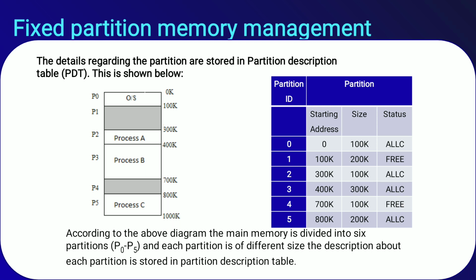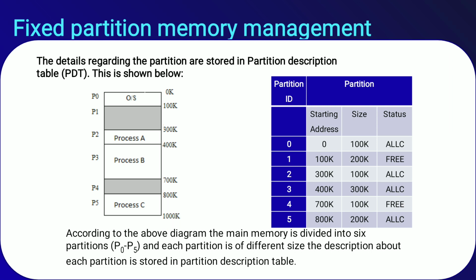Then partition 2: the starting address is 300K, the size of the partition is 100K, and it is allocated. Partition 3 is allocated by process B. The starting address is 400K, the size of the partition is 300K, and it is allocated by process B. Then partition P4 is not allocated, it is free, and partition 5 is allocated by process C. Here the main memory is divided into 6 partitions, that is P0 to P5.